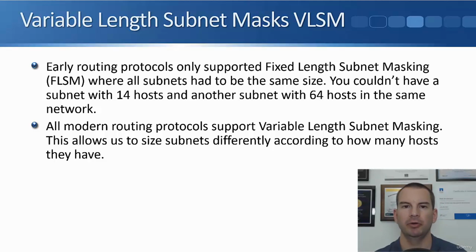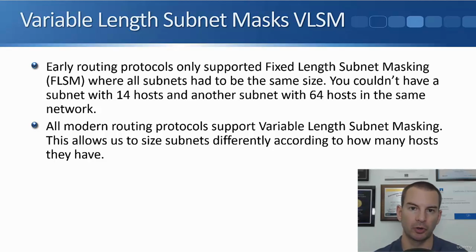With early routing protocols like RIP version 1, they only supported fixed length subnet masks, which meant you could subnet, but all subnets in a particular network had to be the same size. So all of your different subnets had to accommodate 14 hosts, for example, or 30 hosts, for example. And if you had one subnet that needed up to 30 hosts, you had to have all your subnets at a size of 30 hosts, even if one of them only had 3 hosts in it.